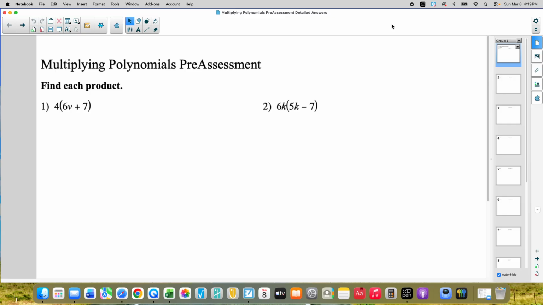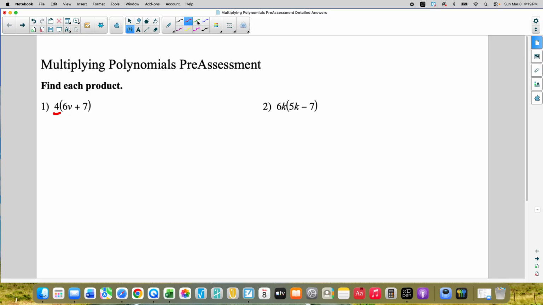We're going to start off by multiplying monomials times binomials. This is a monomial, and we will be multiplying by a binomial, by each term. So we have a term here, we have a term here, and we're going to multiply it by this term. So when we distribute, we take this 4 and we multiply it by the 6v plus 4 times the 7.